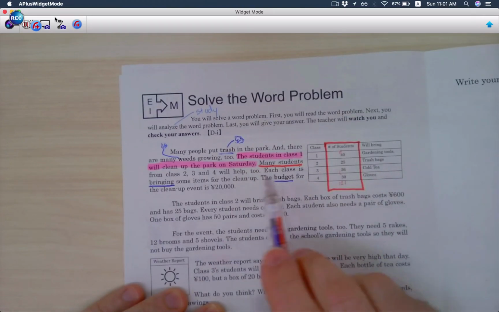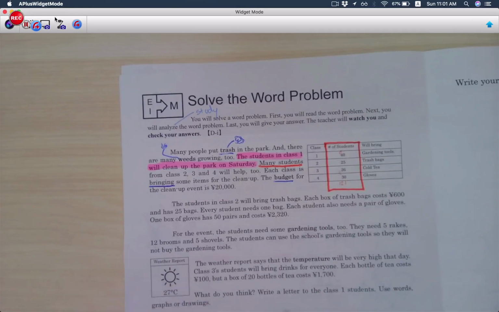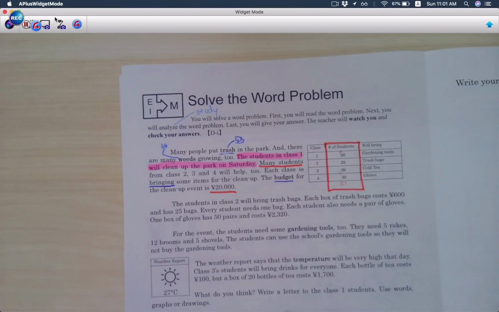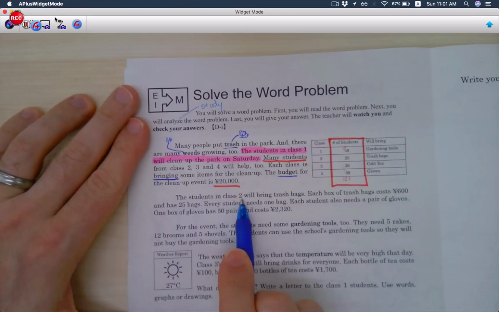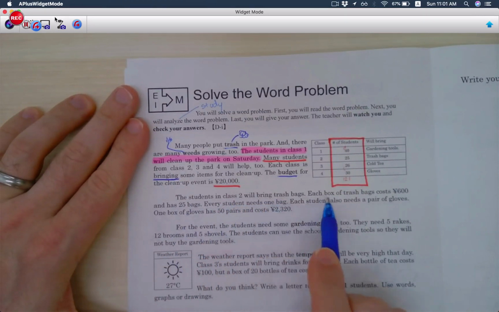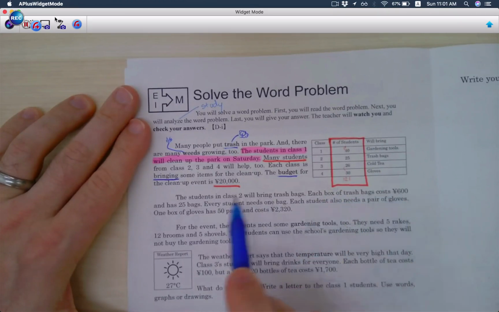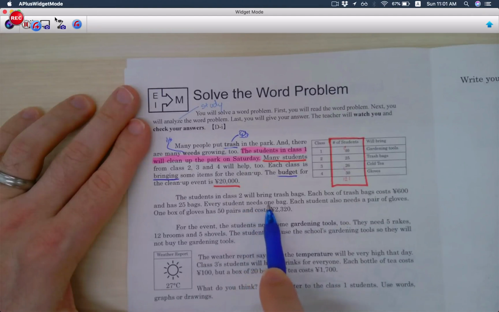The budget for the cleanup event is 20,000 yen. This is also very important, so I'll mark it clearly. Now, I'll read the next paragraph. The students in class 2 will bring trash bags. Each box of trash bags costs 600 yen and has 25 bags. Every student needs one bag.